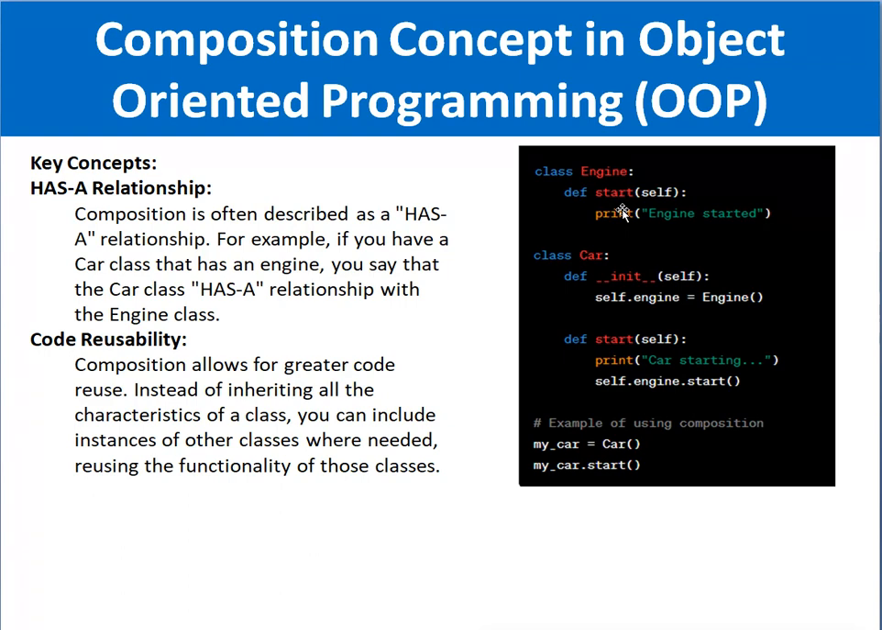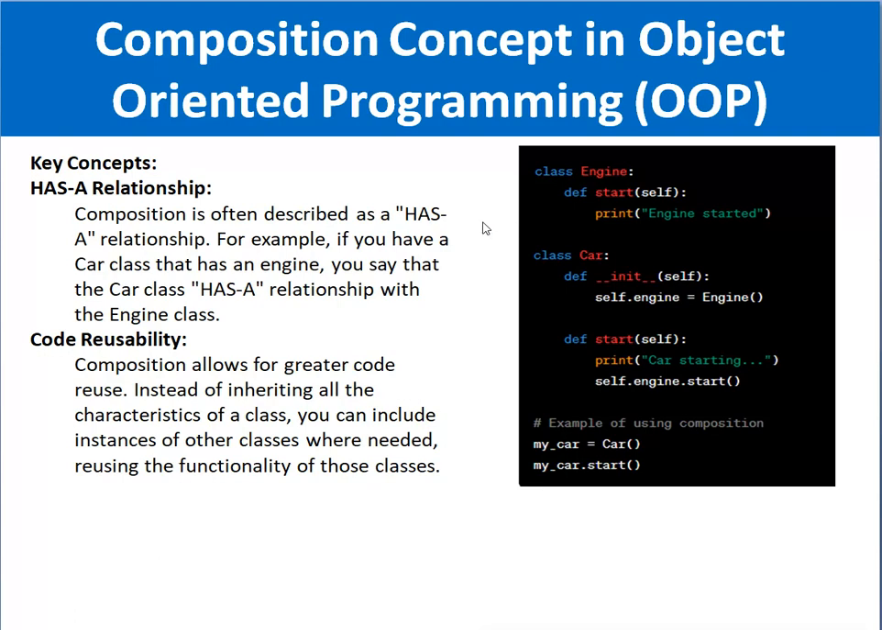Then in start, print "Car is starting", and self.engine.start will call the start method of the engine. You will create an object of the Car class. So you will call my_car.start. When you call my_car.start, what happens? See, first you create the object of the Car class. When you create an object of the Car class, it will create a relation with the Engine class. When you call self.engine, it will call the has-a relationship with the Engine class. When you call my_car.start, this method of the Car class will be called. Then self.engine.start means that you will call the Engine class start method.